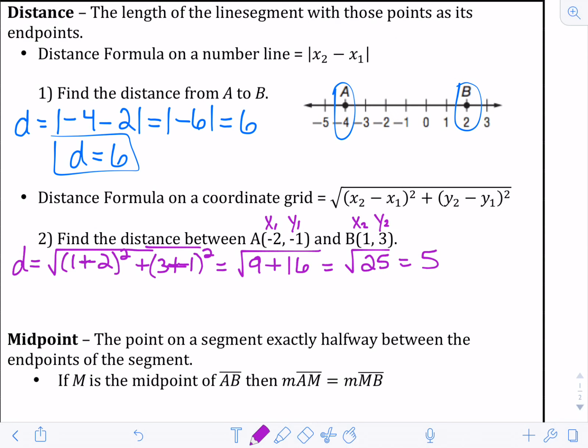Now, really the square root of 25 is a +5 and a -5, but when you're measuring distance, you don't ever have negative for your answer because that wouldn't make sense. If I said, hey, how many miles is it from here to Dayton, you wouldn't say, oh, it's -20 miles. That just doesn't make sense. So when you're talking about distance, you only want the positive answer. So my distance is just equal to 5.